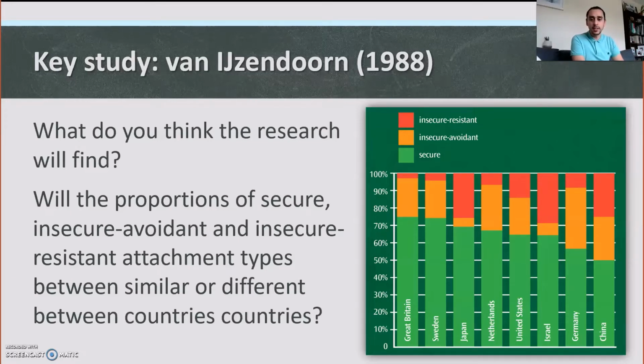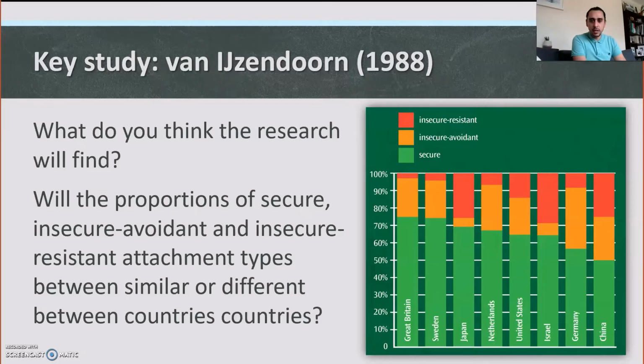Well, you can see that all of the countries, so we've got Great Britain, Sweden, Japan, Netherlands, United States, Israel, Germany, and China. Every single one of the countries involved in this meta-analysis, the secure attachment was the most popular attachment, ranging from around 75% in Britain to around 50% in China. Nonetheless, it is the most popular attachment type in all the countries. But the insecure attachment type is one that sort of varied the most.